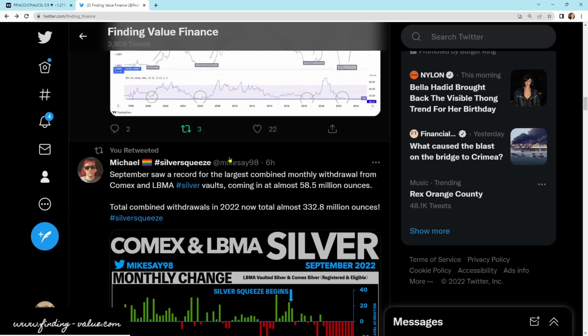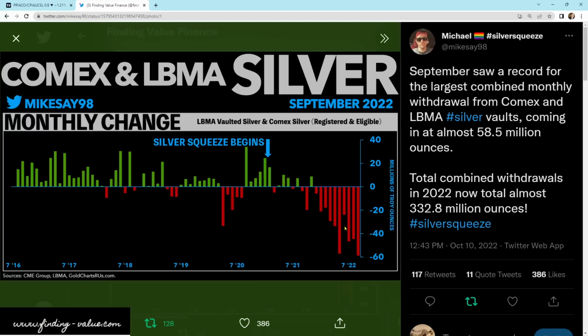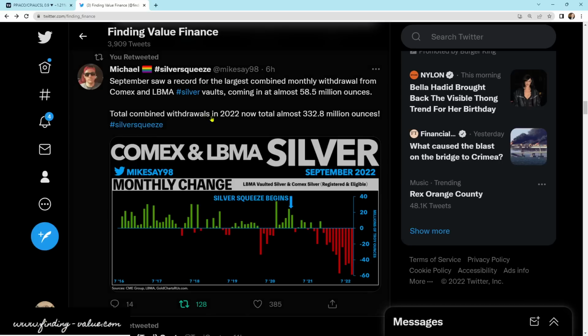It's reliant on that. September saw the record for the largest combined monthly withdrawal from COMEX and LBMA silver vaults, coming in at almost 58.5 million ounces. Total combined withdrawals in 2022 now totaling 332.8 million ounces. Look at the silver drawdowns here. That's called a deficit, baby. It's happening in gold, it's happening in silver, it's happening in platinum. We are eating through the inventories. Keep the pressure on, guys. Keep it on. Keep accumulating. Get in this stuff before a problem happens. And that's what I'm doing. I'm getting in before the problem happens.